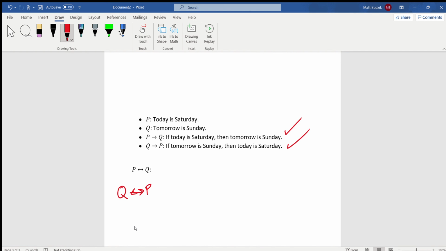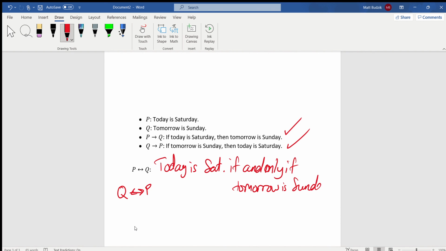So I would say, forming this, today is Saturday, let's abbreviate that, if and only if tomorrow is Sunday. So that's how I would form that biconditional. And again, you could flip it. You could say tomorrow is Sunday if and only if today is Saturday, and that's also totally fine. Biconditional order doesn't necessarily matter.